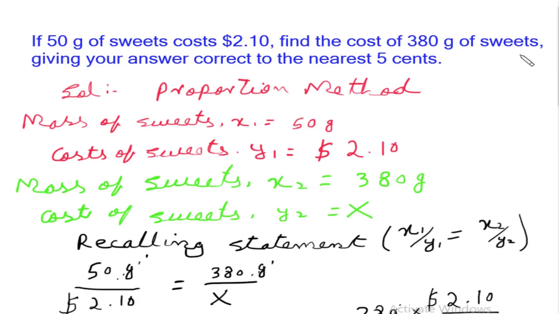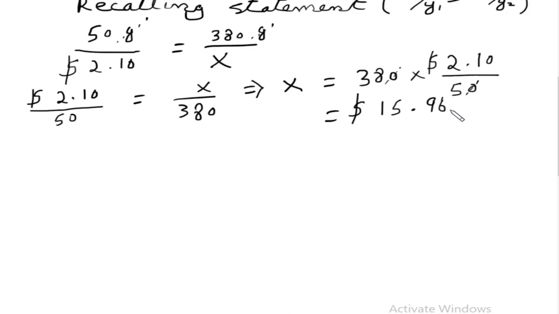Now after finding this answer, they say to give your answer correct to the nearest 5 cents. So in this scenario, we are rounding to the nearest 5 cents. We are examining the hundredths place of the total cost, which is $15.96. So the hundredths place represents 6 cents, and we need to determine whether to round this up or down to the nearest 5 cents. To make this decision, we compare with the nearest 5 cents increments.